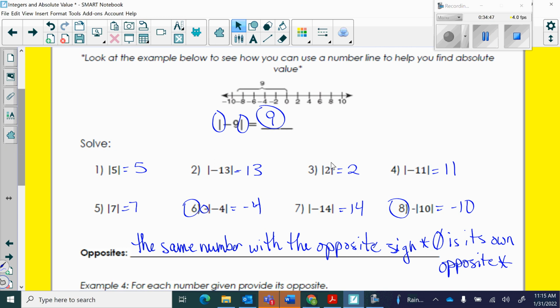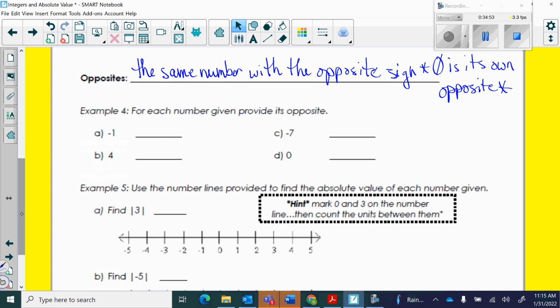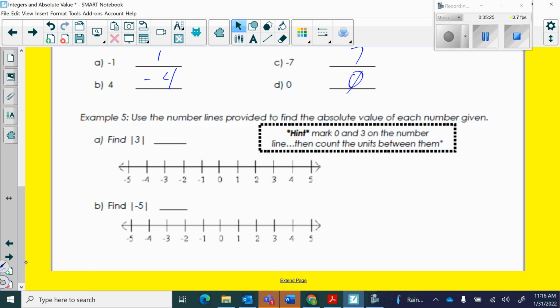So given that, now provide its opposite. You've got 4 of them to do. I'll give you 1 minute. Okay, guys, the opposite of -1. The opposite of 4. The opposite of -7. The opposite of 0. Remember, 0 is its own opposite. It doesn't have a positive or negative 0. No, there is no -0. -0 doesn't exist.